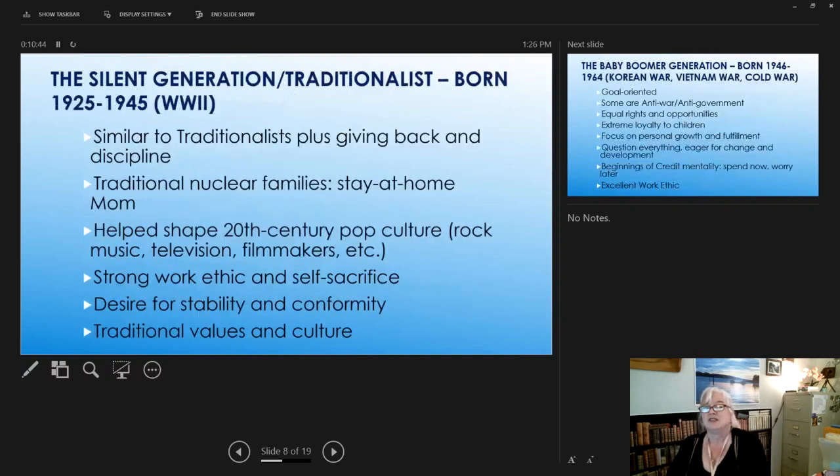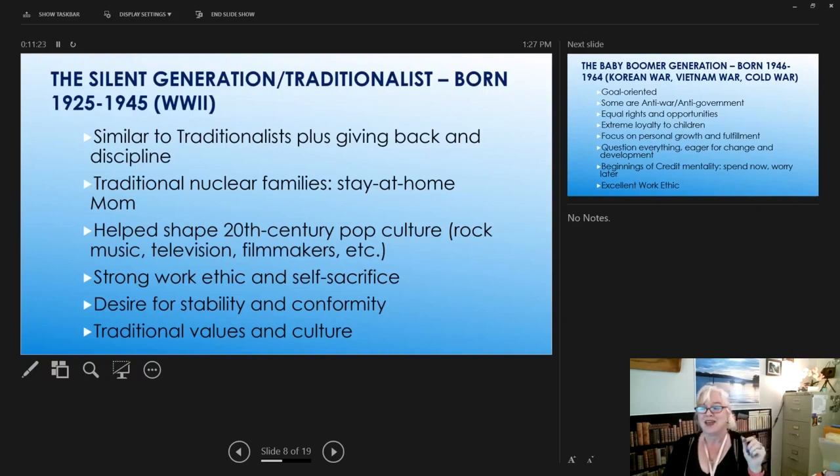Then we have the silent generation. My dad's in this one. He's similar to a traditionalist, but now we're starting to get more into the traditional nuclear families. Okay, previous generations, you would have entire family groups, the parents, the grandparents, the aunts, the uncles, etc., living all together. But in the silent generation, traditionalists, they started more of the nuclear family, mom, dad, kids, 2.5 kids and a dog, whatever. Moms were usually stay at home, but they did help shape our 20th century cultures.